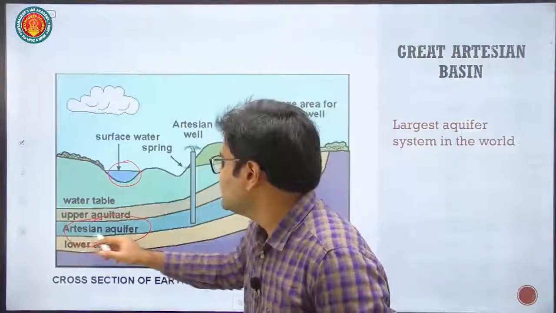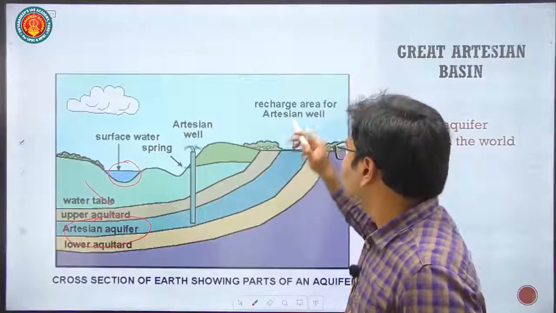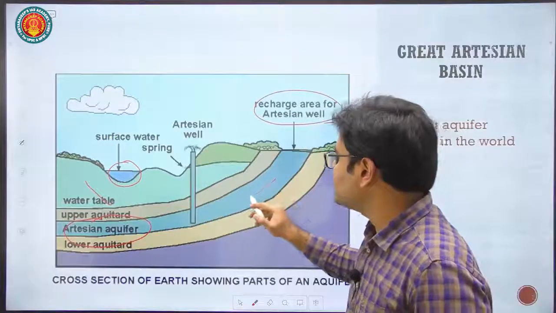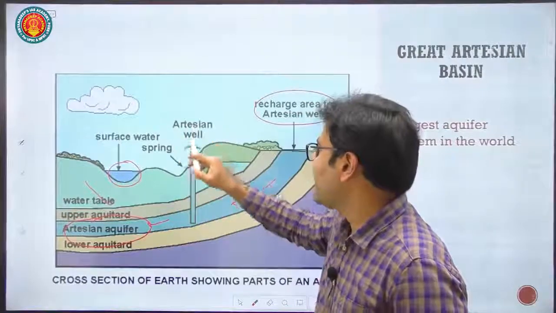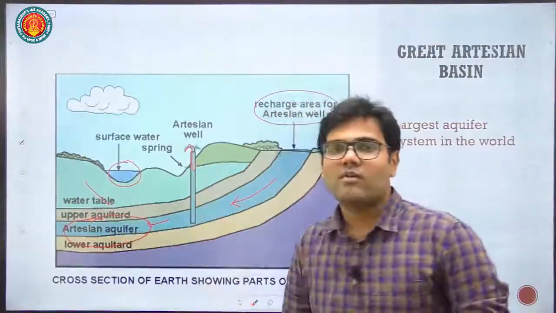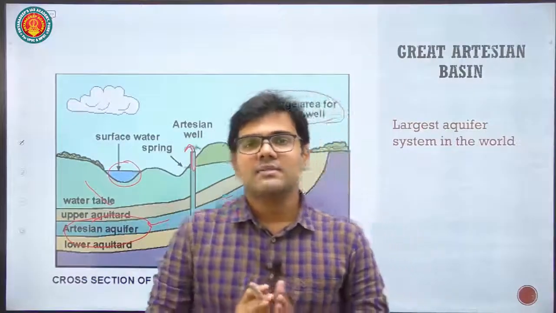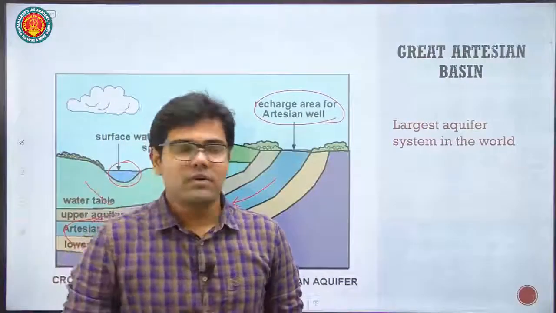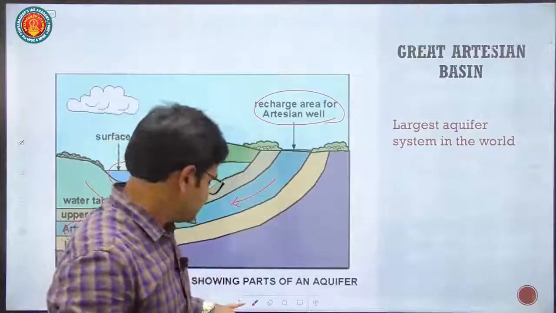The water is present underground. So here you can see the diagram. This is the land and the water, the recharge area for the artesian well. Water drains into the ground, and when you dig a bore well or an artesian well, the water comes out. This is the rough diagram of an artesian basin, and you just have to remember the largest artesian basin is in Australia, in the eastern part of Australia. It is the largest aquifer system in the world.